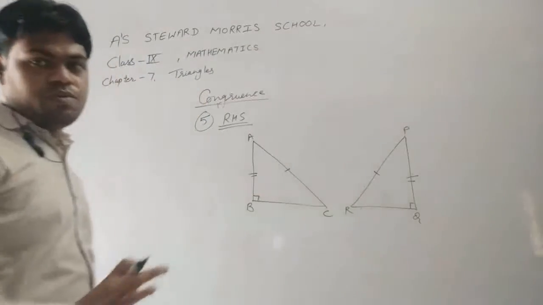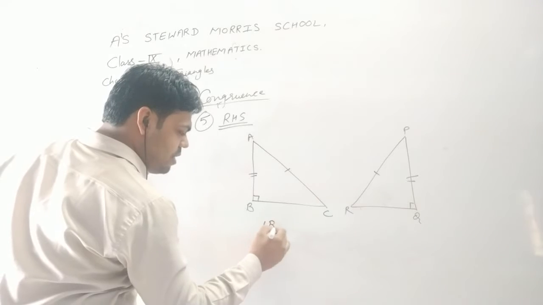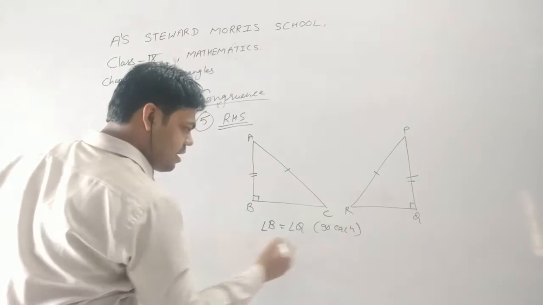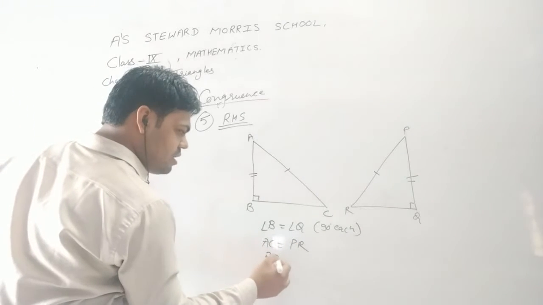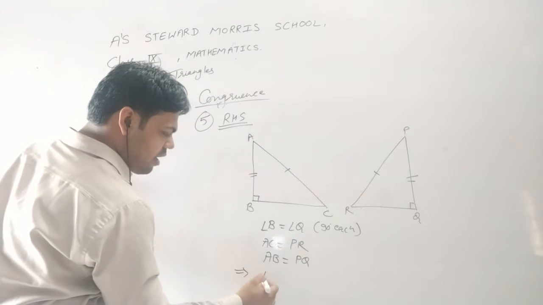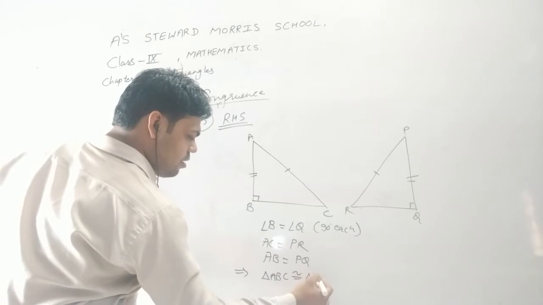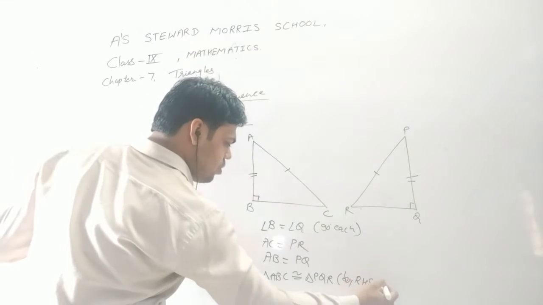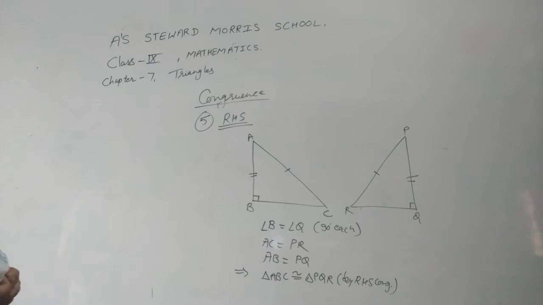There is no issue. Okay, so we can write here first, angle B is equal to angle Q, that is 90 degrees each. The second part is AC equals PR. The third part is AB equals PQ. Okay, so we can write triangle ABC is congruent to triangle PQR by RHS congruency rule. They are equal. They are congruent.